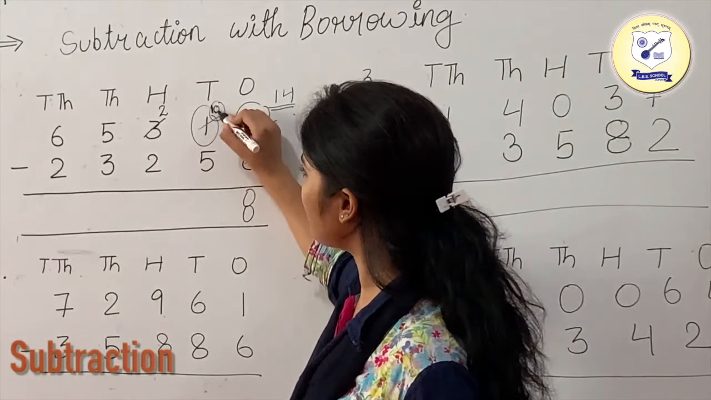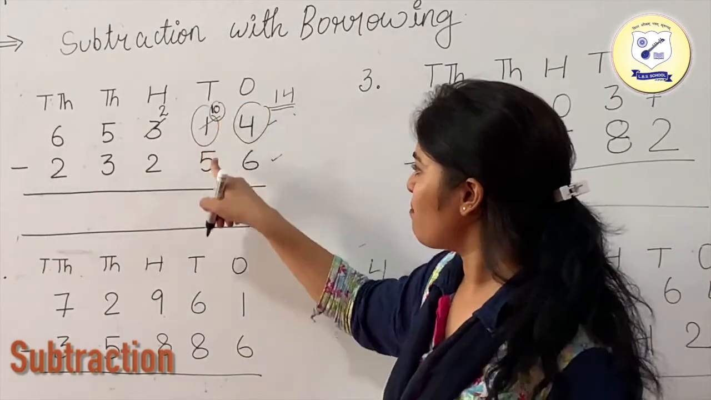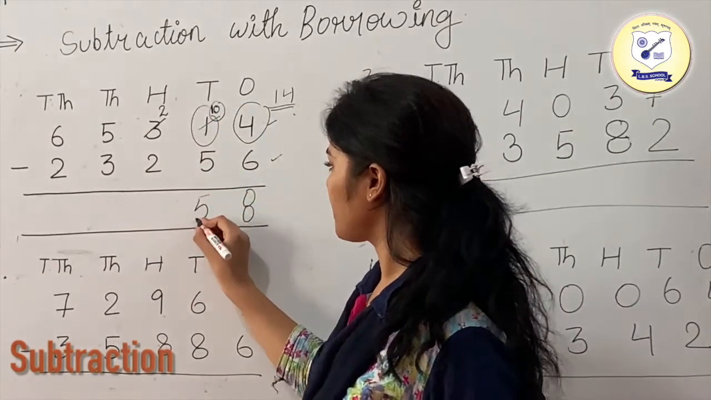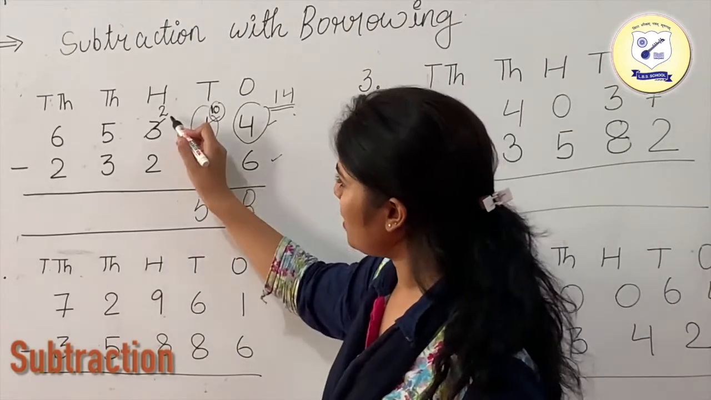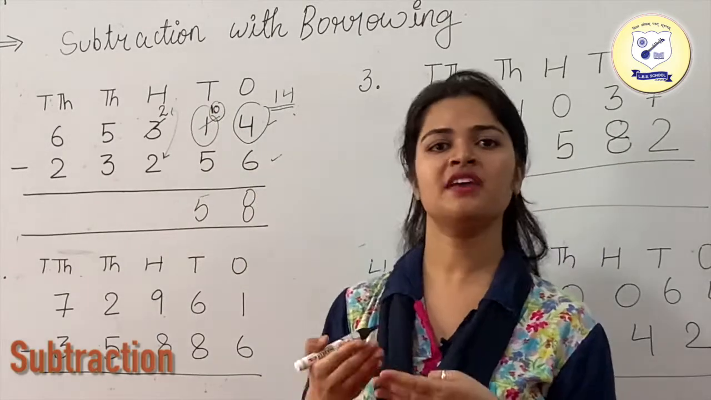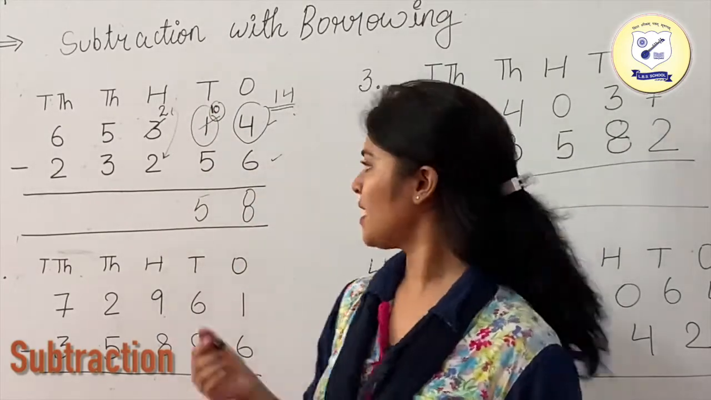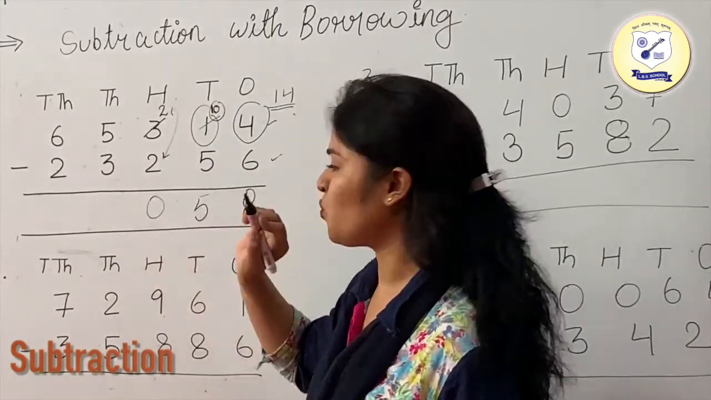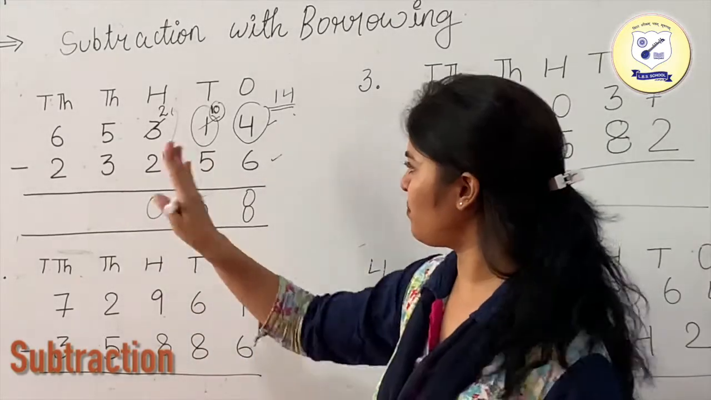So this number will become 10. So 10 minus 5 would be 5. Again we need to subtract. Now since these two numbers are same, and we know that if we are subtracting two same numbers, then your answer would be 0. We need not take any carry from the previous number.